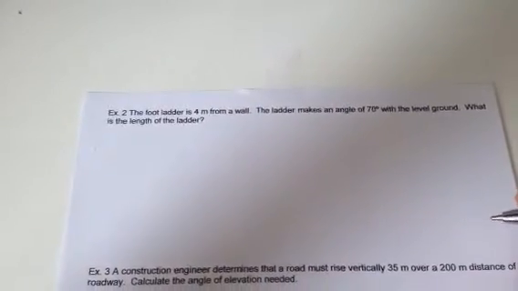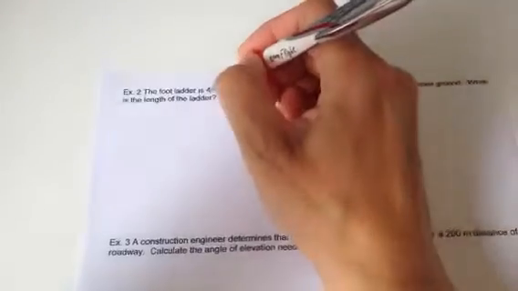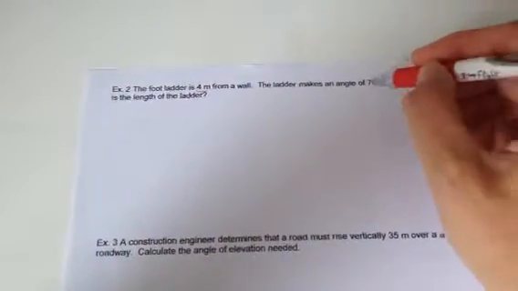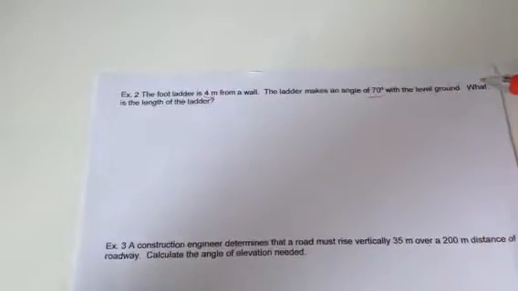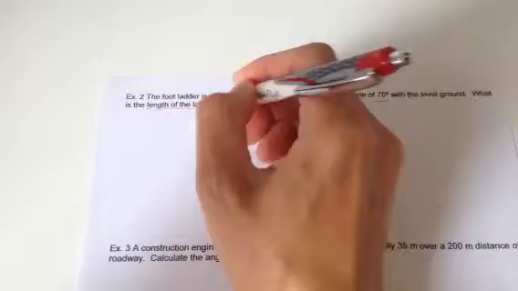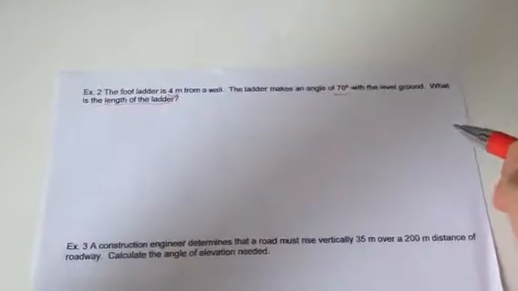Okay, so this is example number 2. The foot of a ladder is 4 meters from a wall. The ladder makes an angle of 70 degrees with the level ground. What is the length of the ladder? Okay, so the first step that we want to do is to draw our diagram.